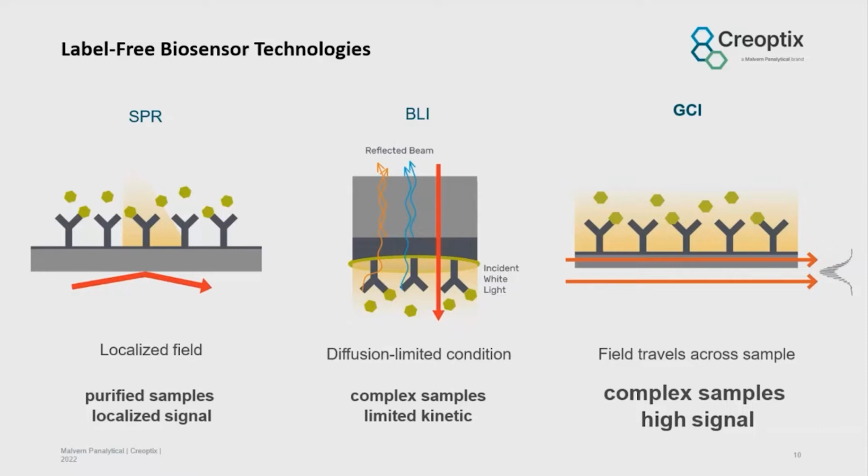While SPR detection is based on a localized field, and BLI is based on diffusion-limited conditions due to the absence of microfluidics, GCI has a much larger sensing area, which means it can see more interactions. This allows for more binding events to contribute to the overall signal, giving grating-coupled interferometry, or GCI, an intrinsically higher primary sensitivity for label-free interaction analysis. But let me explain to you how GCI works.